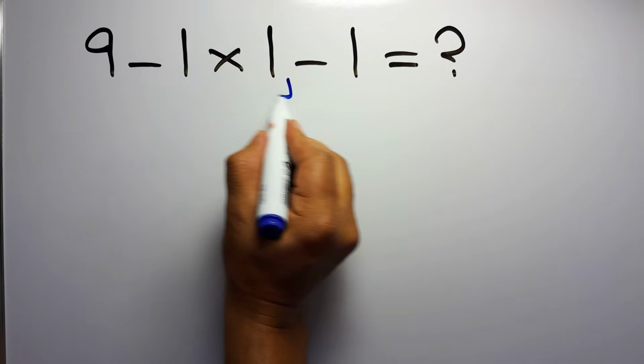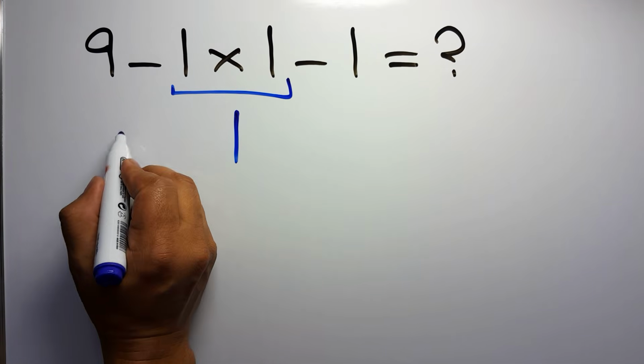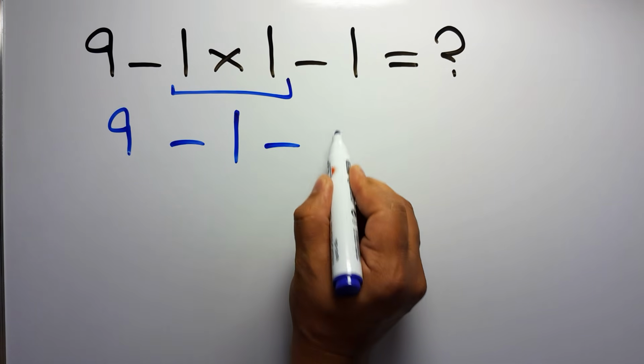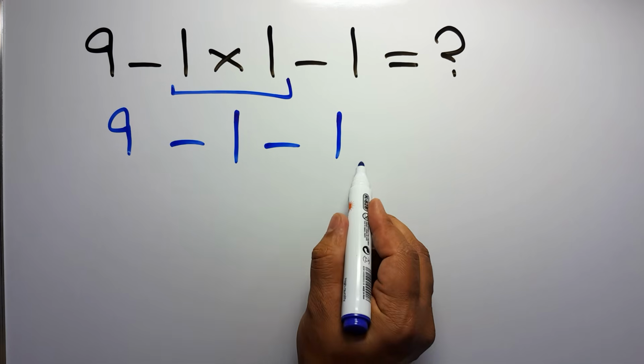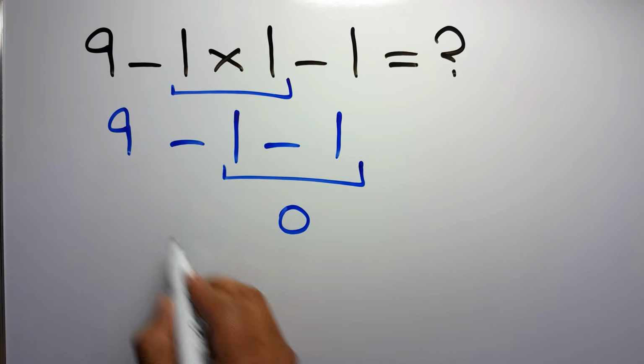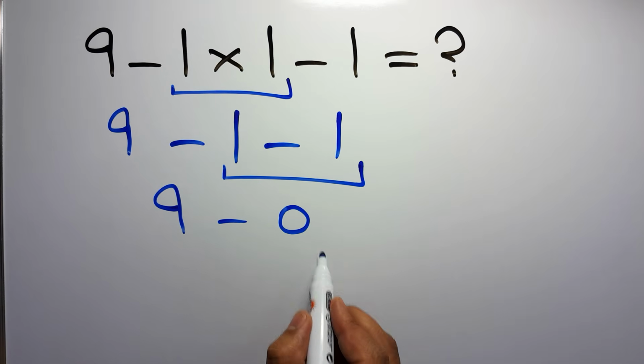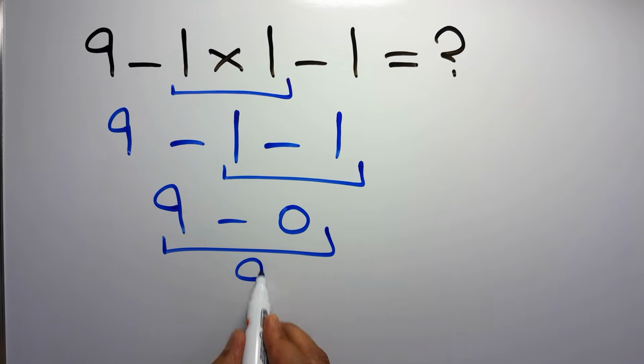1 times 1 gives us 1. So we have 9 minus 1 minus 1. Now we do this subtraction. 1 minus 1 is just 0. So we have 9 minus 0, which equals 9.